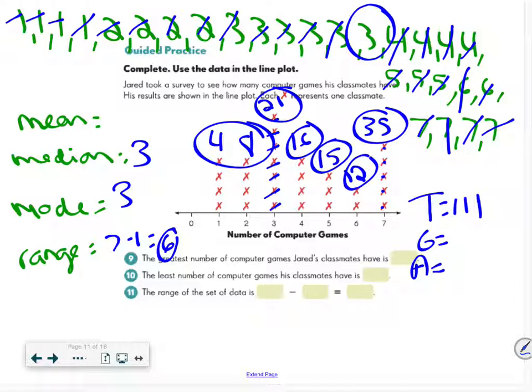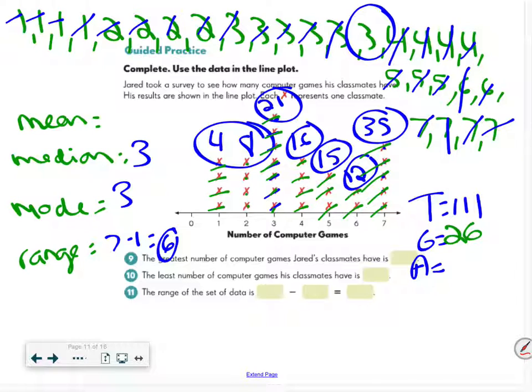But then I have to divide by how many groups I have. That means how many people actually were surveyed. 1, 2, 3, 4, 9, 10, 11, 12, 13, 14, 15, 16, 17, 18, 19, 20, 21, 22, 23, 24, 25, 26, 27, 28, 29. That means there are 29 total kids surveyed.